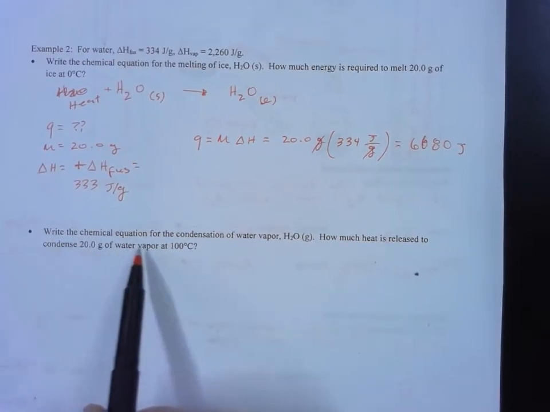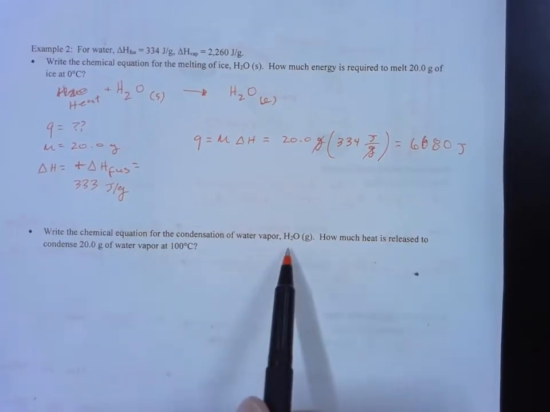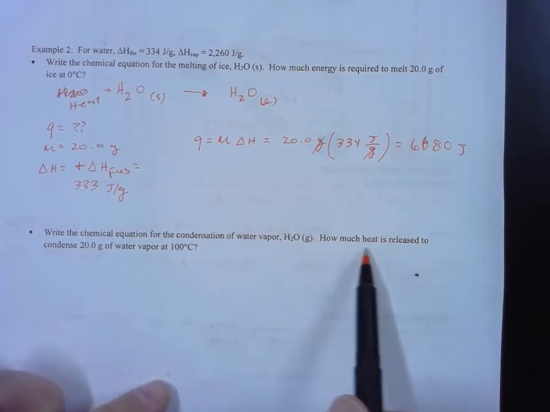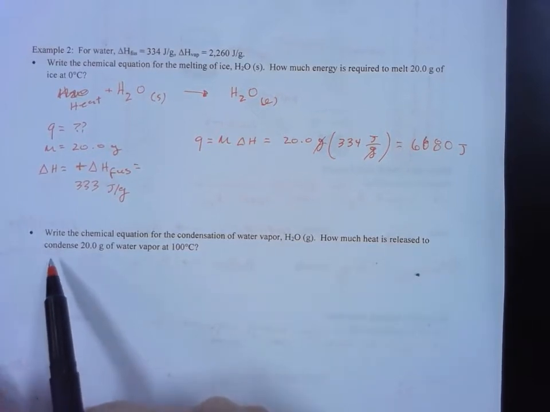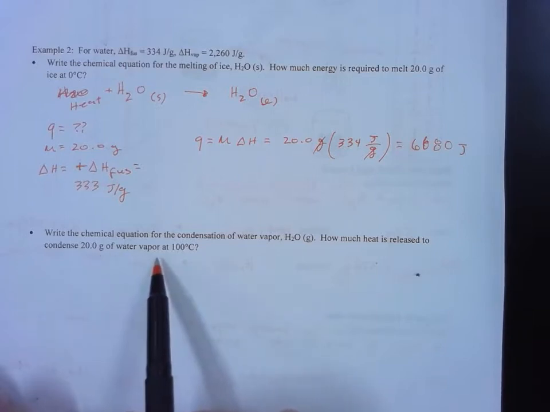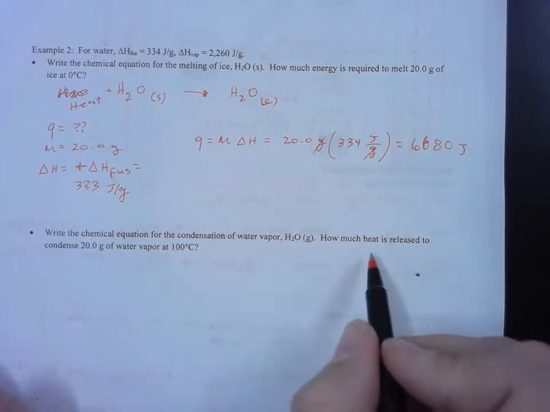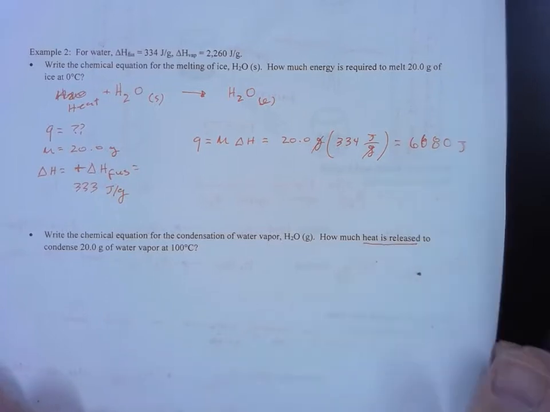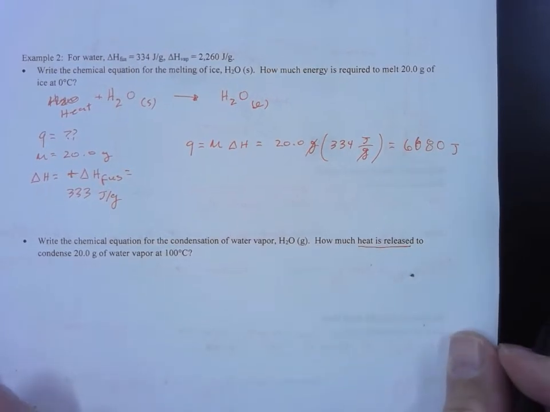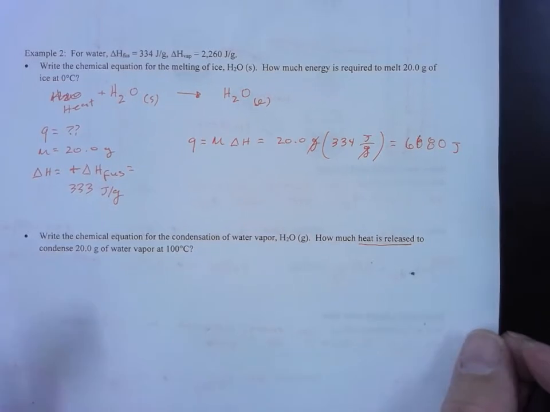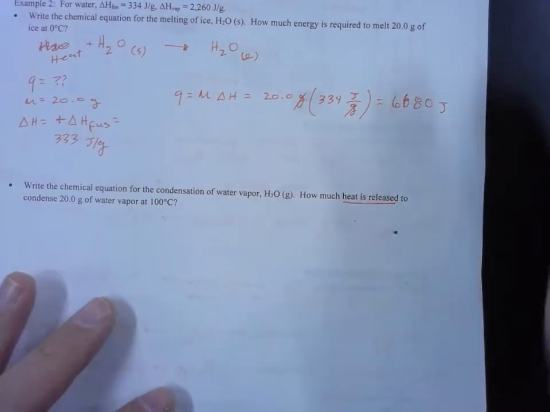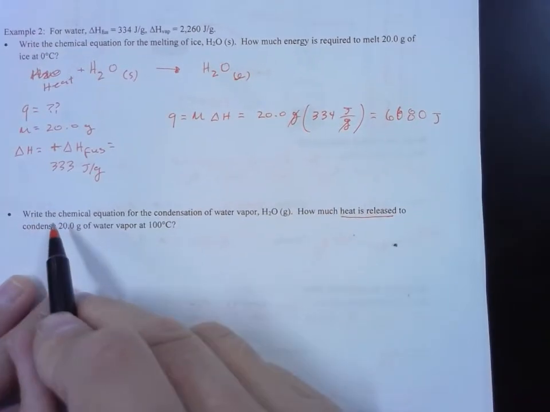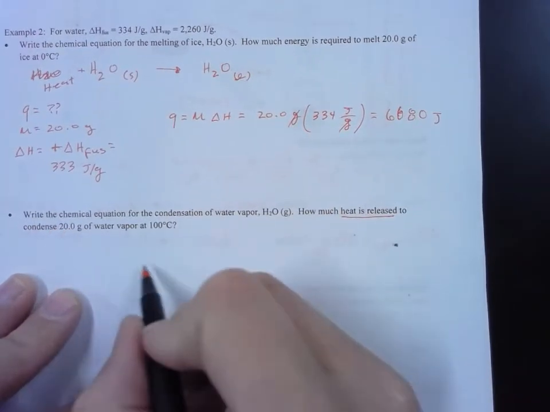Write the chemical equation for the condensation of water vapor. How much heat is released to condense 20 grams of water vapor at 100 degrees C? There's a little hint here about whether your delta H is going to be positive or negative. How much heat is released? If you see that word released, right off the bat you should be thinking negative. But let's go ahead and write everything out.